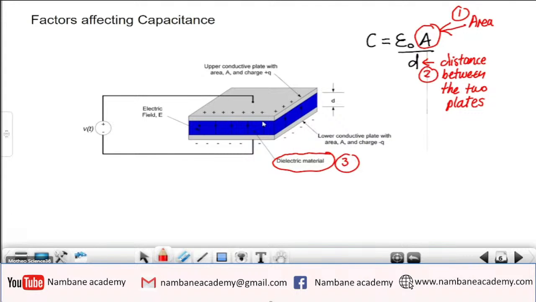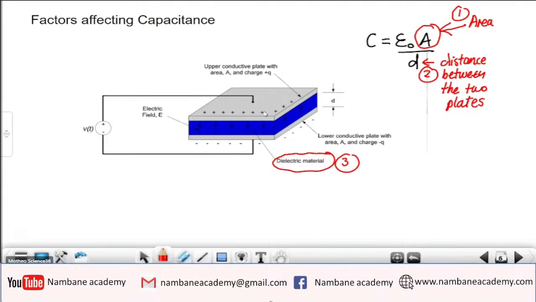Okay. So you can see here you've got upper conductive plate, lower conductive plate. Here's your electric field, going from positive to negative. The distance will depend on the question. And then obviously the area is this part here. The larger the area, what will happen? The smaller the area of the capacitor, what will happen?